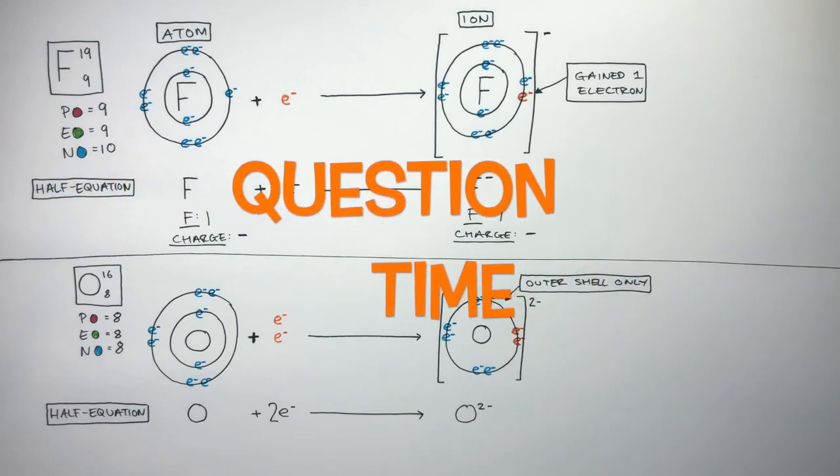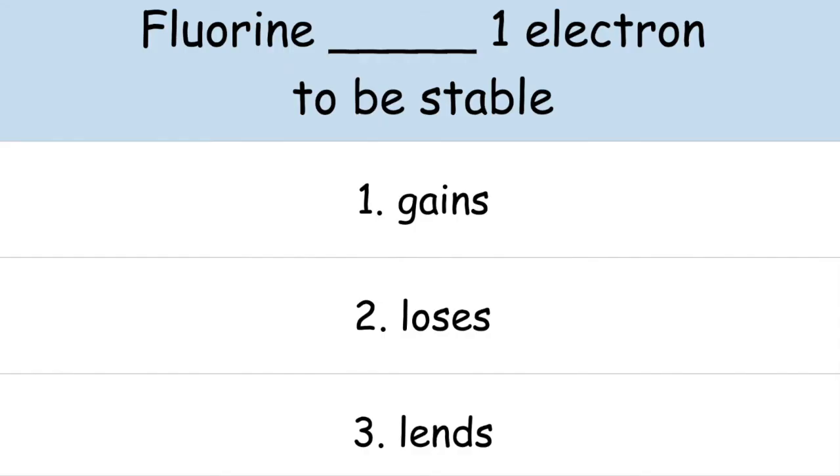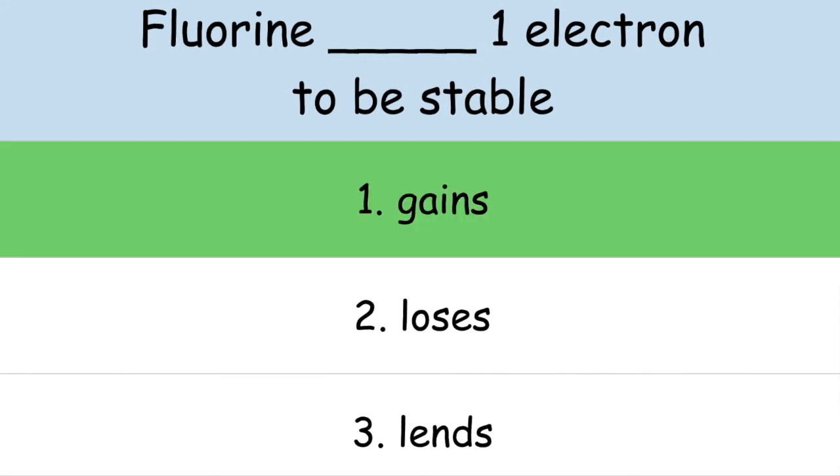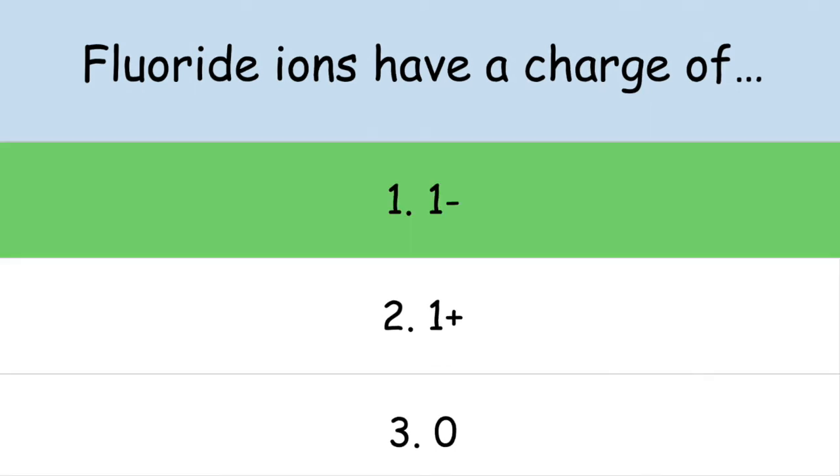It's question time. Attempt these questions to check your understanding. Pause the video here to use this information about nitrogen to write a half equation to show how a nitrogen atom becomes an anion.